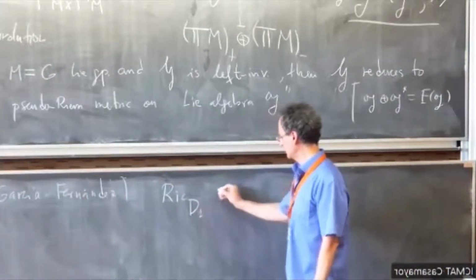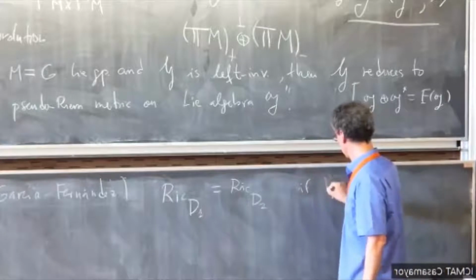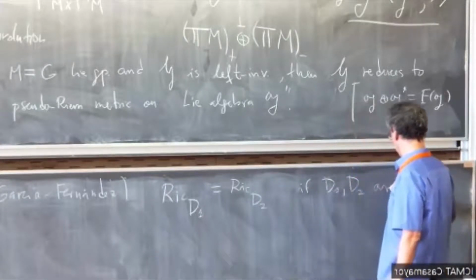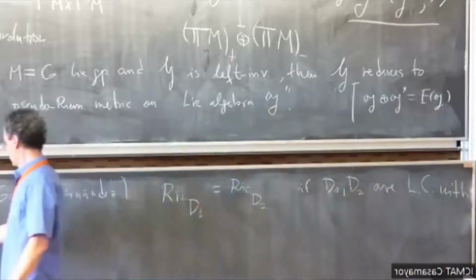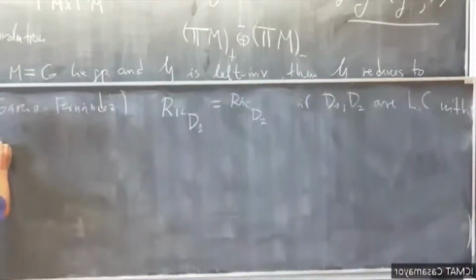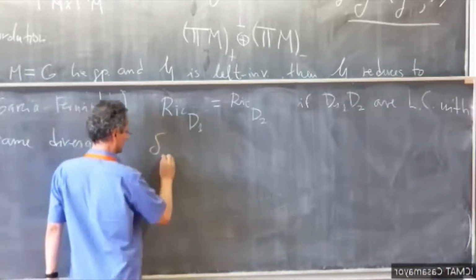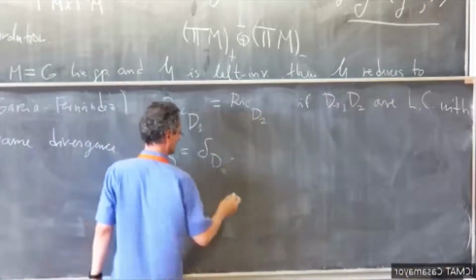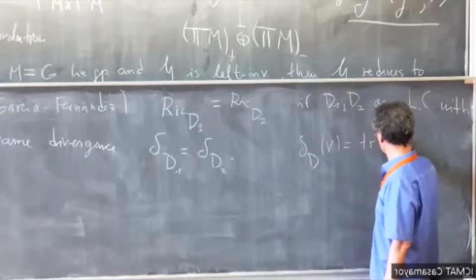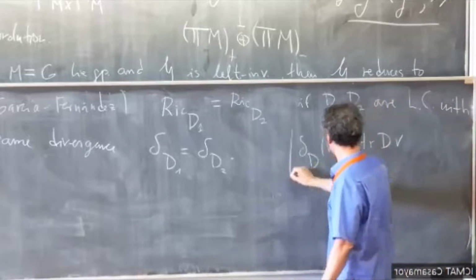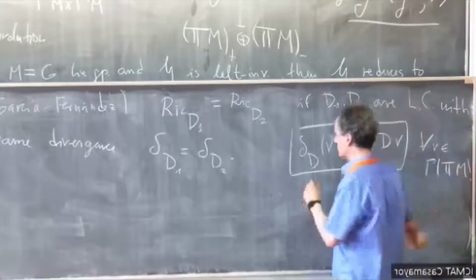And I can compare it for two different Levi-Civita connections. And the claim is that this is equal if D1, D2 are Levi-Civita with the same divergence operator. I just write with the same divergence. And this divergence, delta D, applied to some section is defined as the trace of D of the section. That's the definition on the generalized tangent bundle.